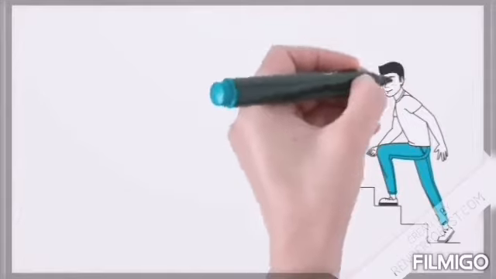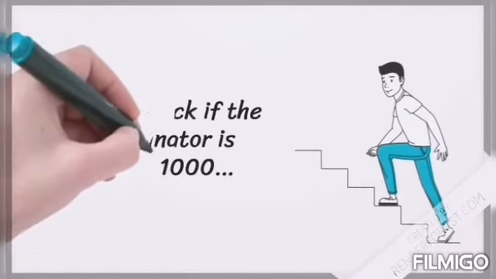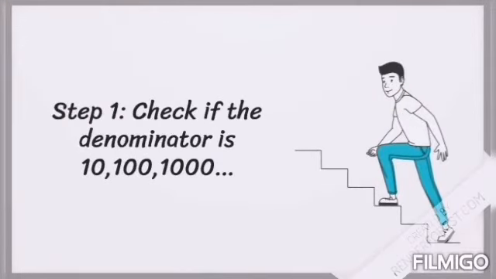Step number 1 is to look at the denominator and check if it is 10, 100, or 1000. If yes, then you directly say that this fraction is a decimal fraction. If not, you move to step number 2.